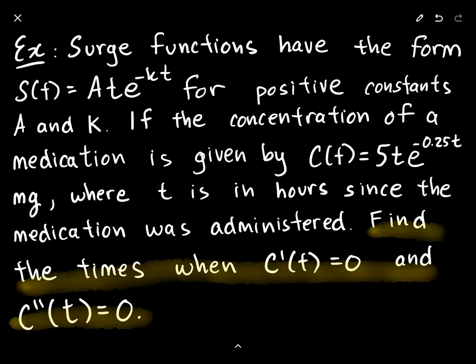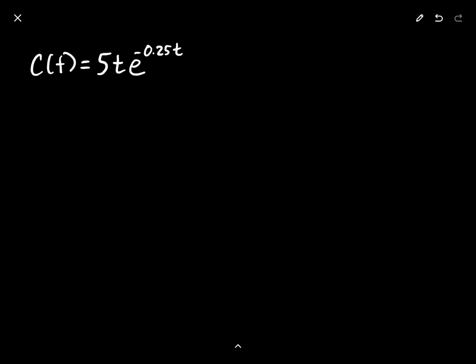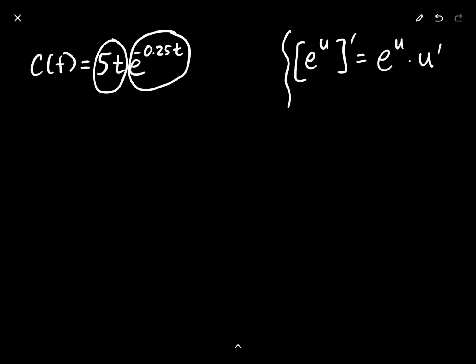So we'll take the first derivative of c. 5t is multiplying e^(-0.25t). Since it's a product, we will use the product rule when we take the derivative. Also, since we don't just have e^t, we have e^(-0.25t), we will have to use the chain rule when we take the derivative of the exponential function.